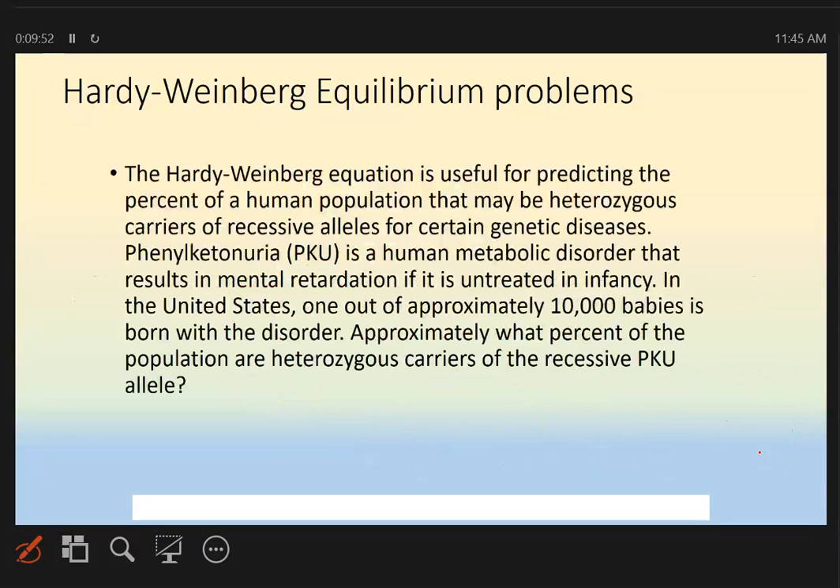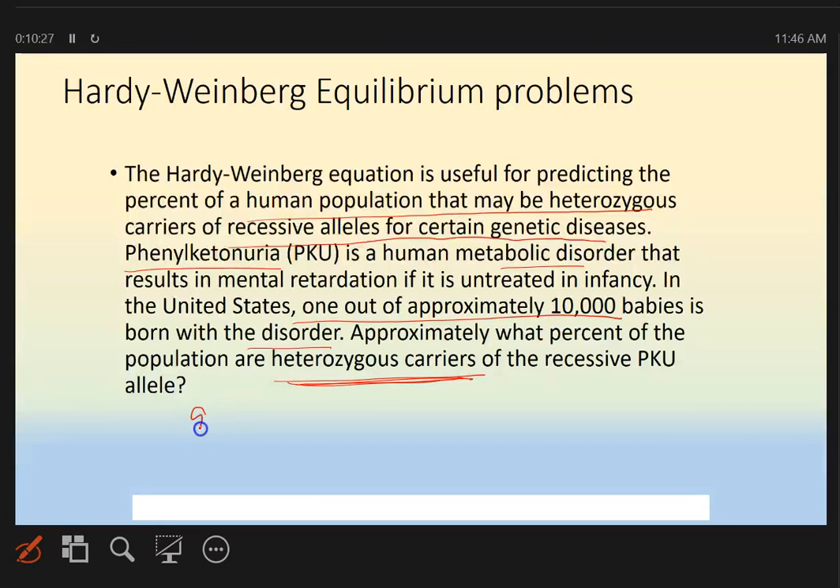All right, this is the last problem. The Hardy-Weinberg equation is very useful for predicting the percentage of a human population that may be heterozygous carriers of the recessive allele for a certain genetic disease, such as phenylketonuria, PKU, which is a metabolic disorder. In the US, 1 out of 10,000 are born with it. So what percentage of the population are heterozygous carriers? They may not express it, but are carriers.